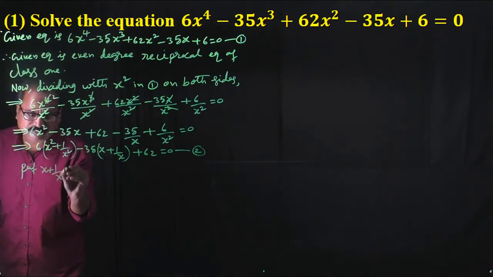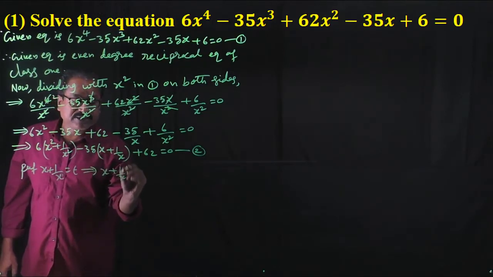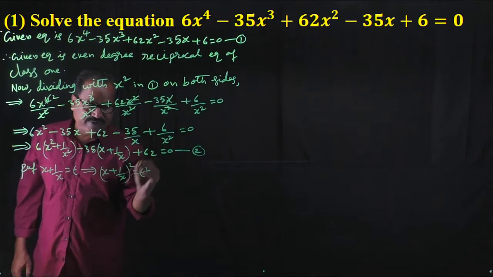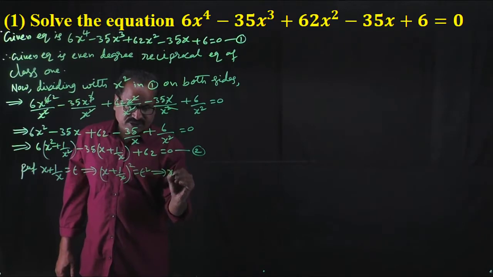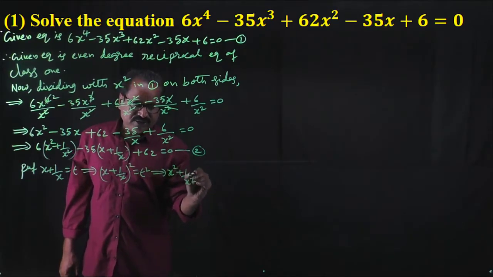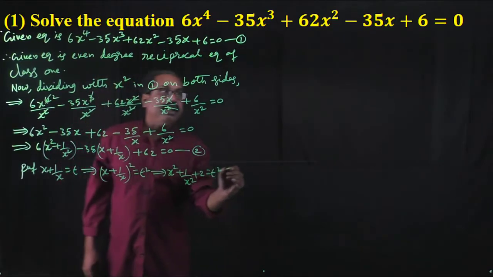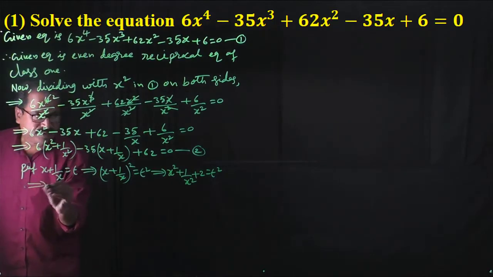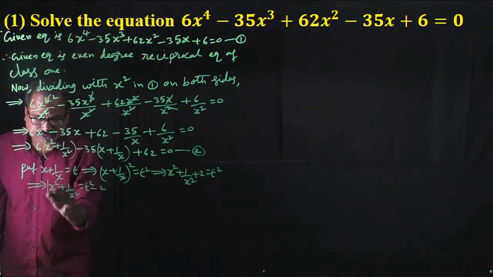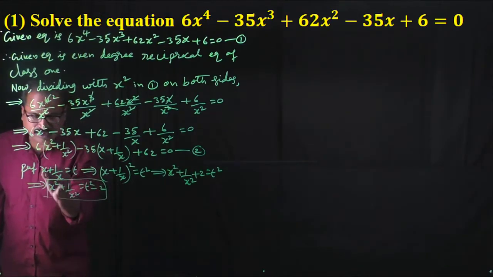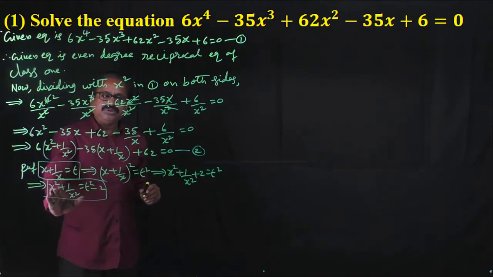Here put x + 1/x = t. Now squaring on both sides, (x + 1/x)^2 = t^2. This implies, here using the (a + b)^2 formula, x^2 + 1/x^2 + 2 = t^2. So this implies x^2 + 1/x^2 = t^2 - 2, and x + 1/x = t. Now substituting these two values in equation 2.